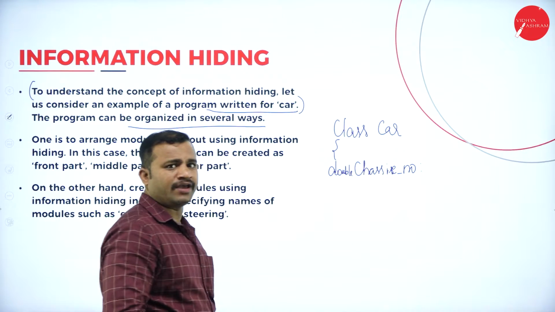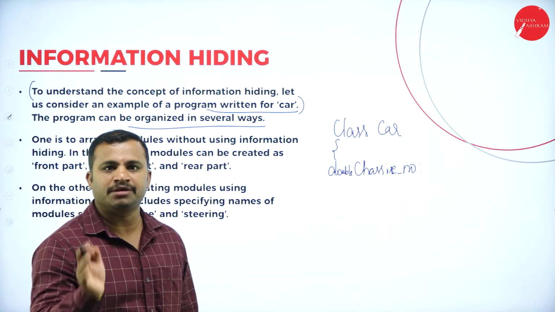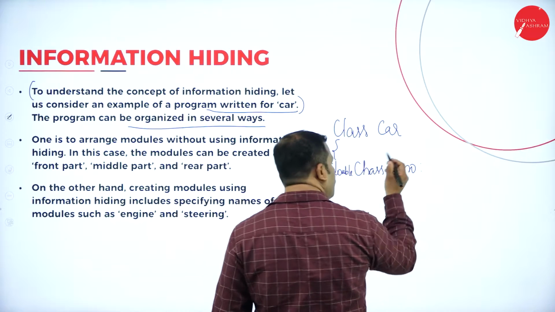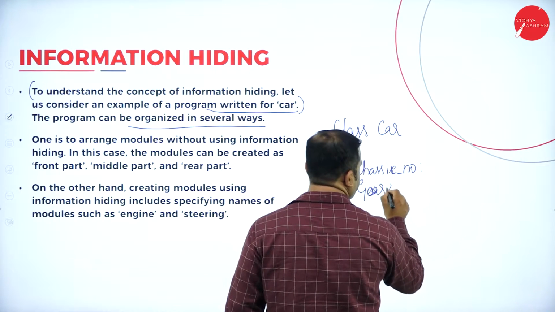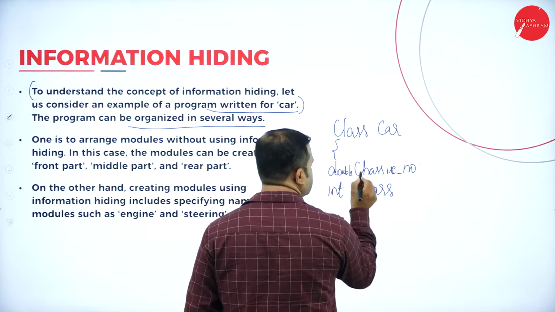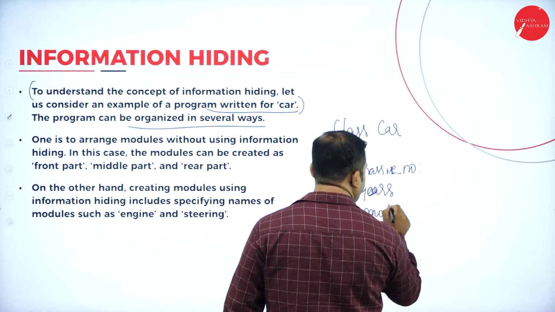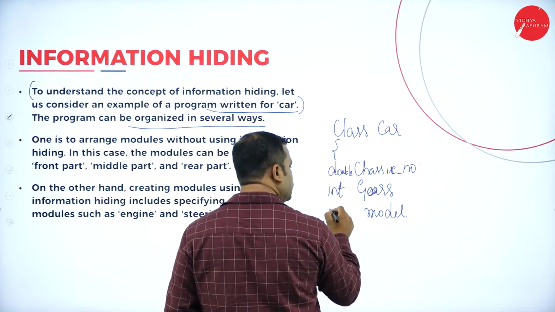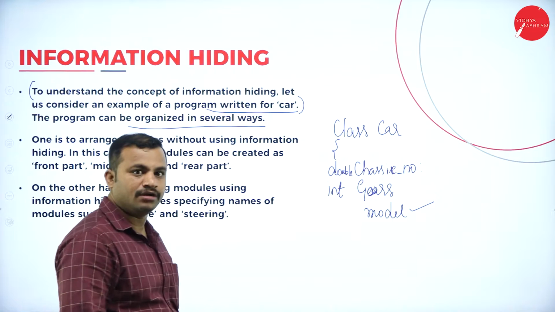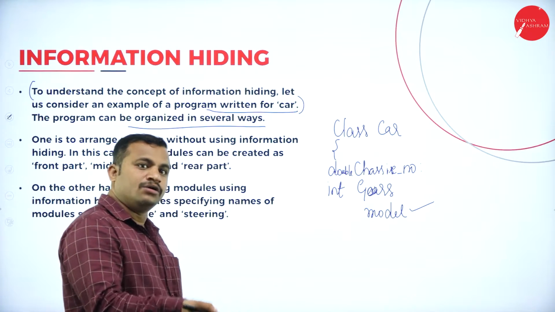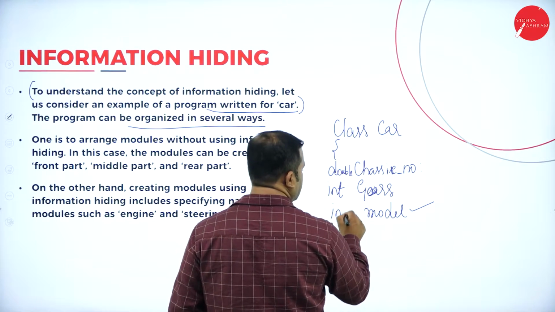The chassis number of a car is not required for the user while driving, let it be in the user manual. So, how many gears are there, that is required for him. Int gears. What is the model of that car? That is also required. Model is represented in the form of year, whether the model is 2021 or 2020, 2019, 2018, and so on. Model can also be represented as int year.